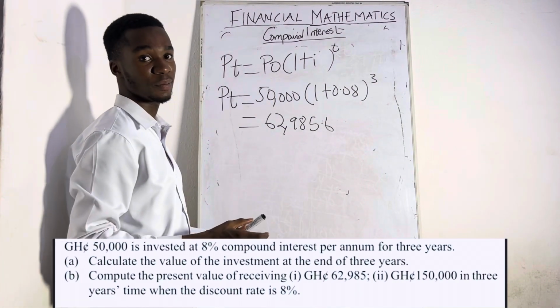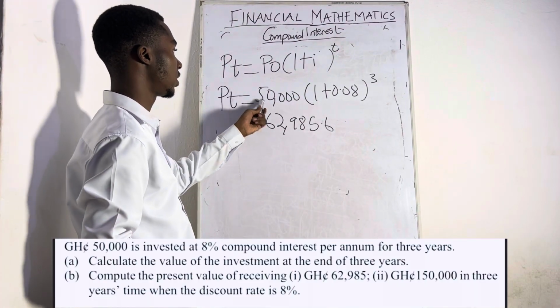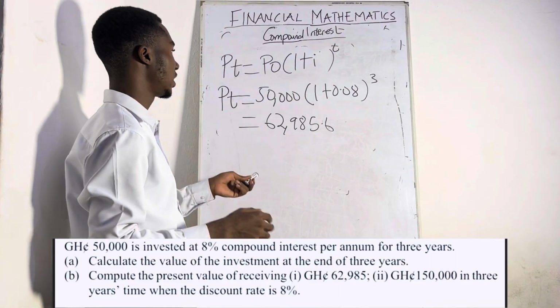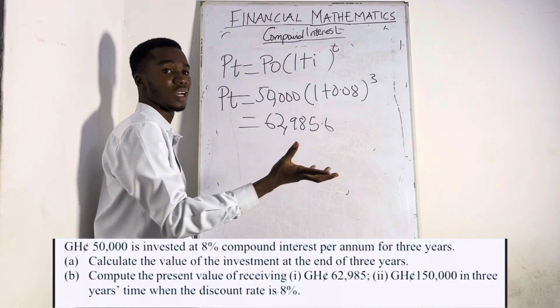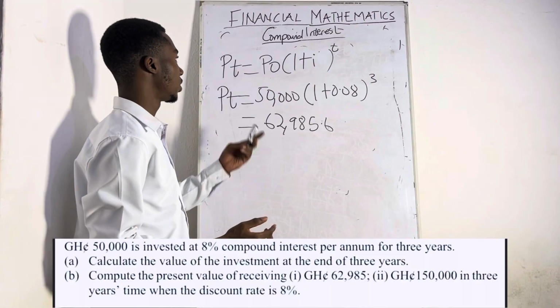So you invested 50,000 cedis. But in 3 years' time, as they give you the interest, your money is going to grow from 50,000 cedis to 62,985 cedis. You get it? So you are getting an interest of almost 13,000, about 12,985.6. Do you get it? So that's what it means.